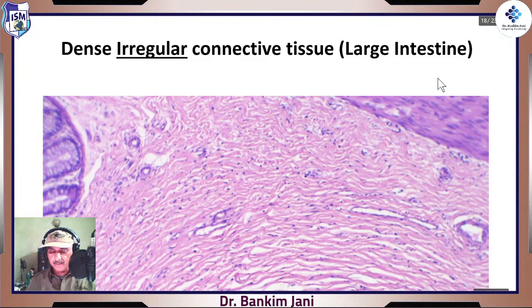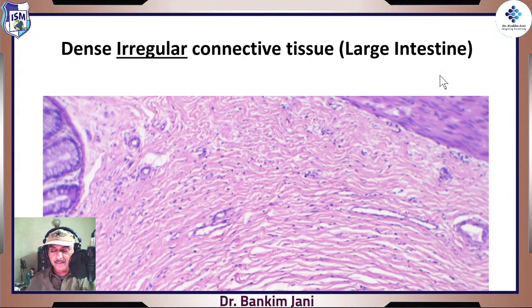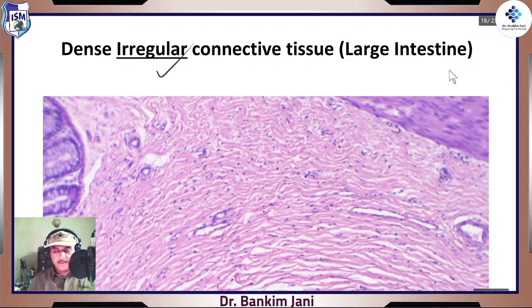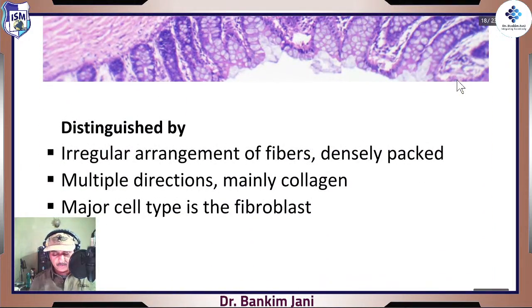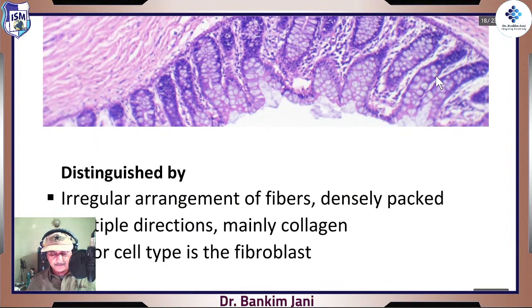Now dense irregular connective tissue. We are going a bit fast because I want to cover as much as possible and show you as many images as possible. Dense irregular connective tissue would be present only in those organs which are themselves a bit irregular, and their movements are irregular. What else can it be other than the digestive system? Here all the fibers are irregular in their locations, as in the large intestine. Irregular arrangement of fibers, and they are all densely packed.